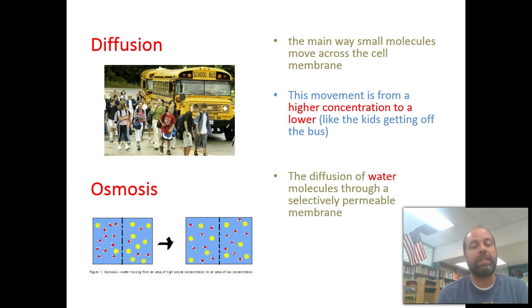Now, osmosis, because water is so darn important for life, they give it a special name. Osmosis is just the diffusion of water through a cell membrane. That's all it is. It's water going from where it's very wet to where it's drier. So osmosis and diffusion are very, very similar.